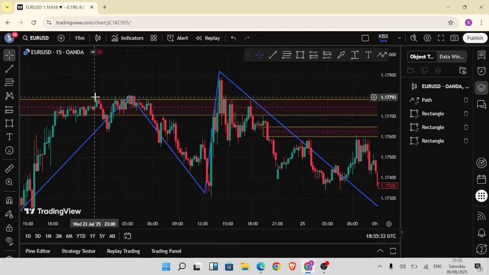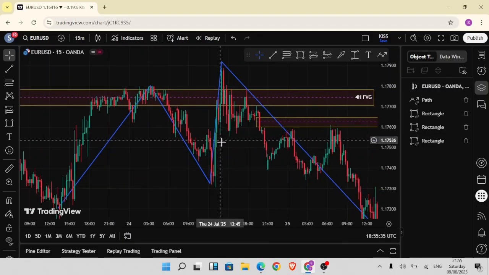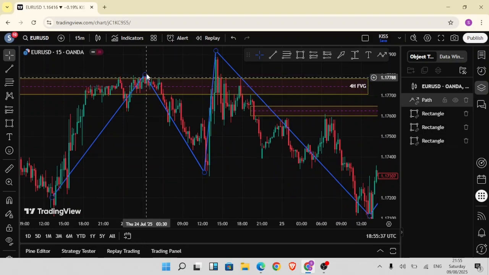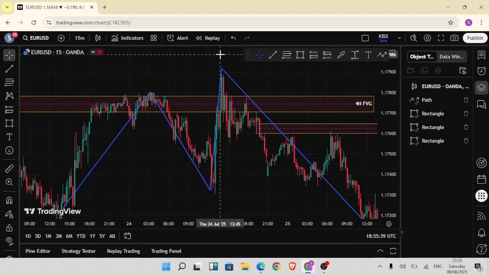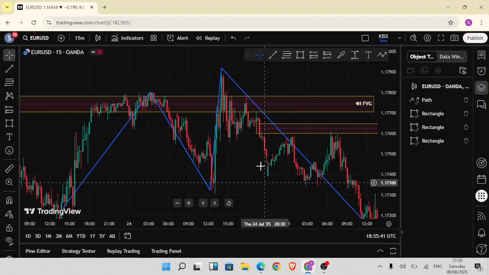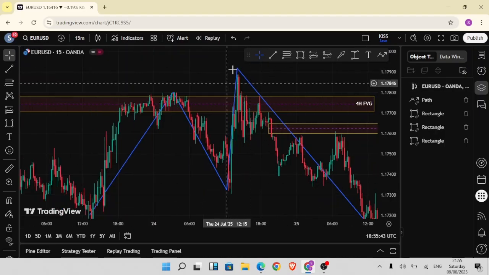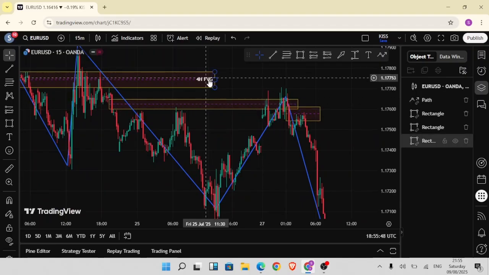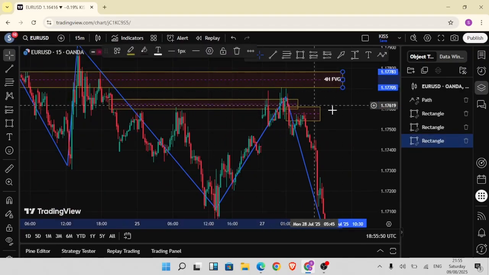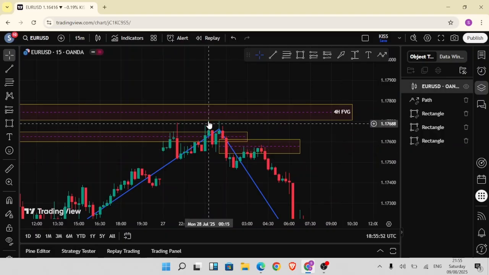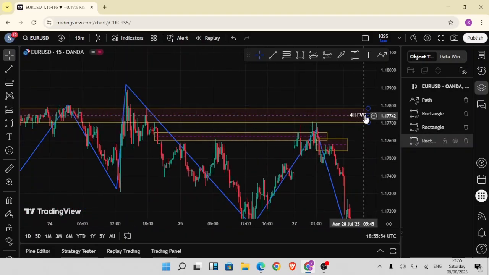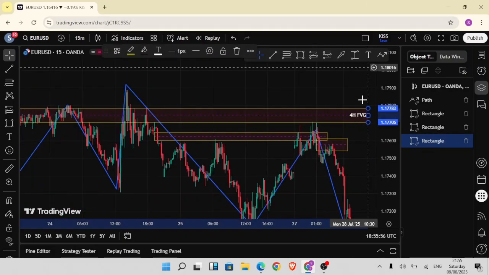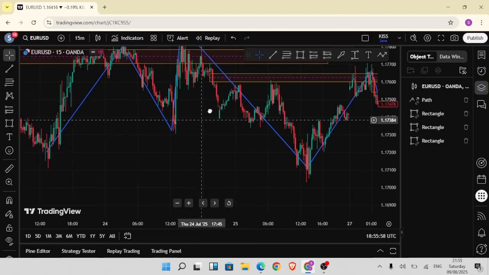This 4-hour fair value gap is where price is reacting off of, right? So it gives us this reaction. Price attempts to go higher, but instead it turns or reverses, giving us a head, and then we have a shoulder now. This shoulder still taps into this 4-hour fair value gap. You can see right there.